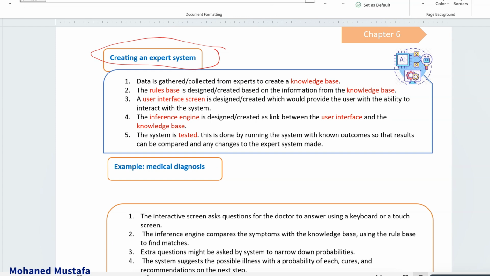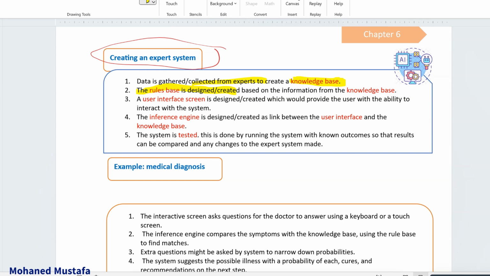First thing we need to do is to have what is called a knowledge base. We need to collect information from experts. Whenever we collect information from experts, we create what we call a knowledge base. And then searching the knowledge base later will not be random. You need to set some rules. That's why the second step is designing the rule base based on the knowledge base. You have to set some kind of conditions and rules so the searching will be faster and more accurate.